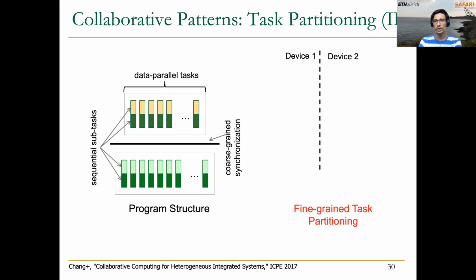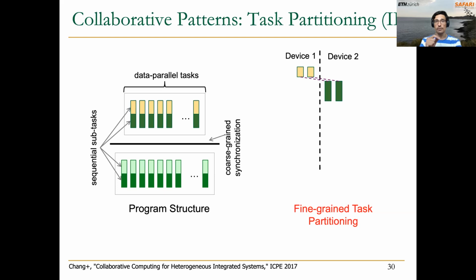And another way of doing this task partitioning is what we call the fine-grained task partitioning. In fine-grained task partitioning, we are going to choose the best device for each specific subtask. For example, these yellow tasks are faster on device 1, and green tasks are faster on device 2. So what we do is executing each subtask in the best possible device.